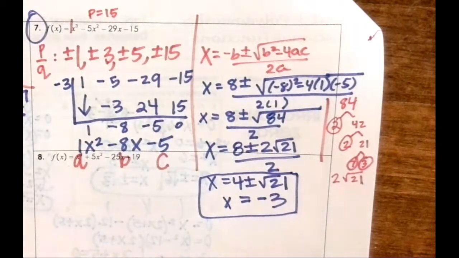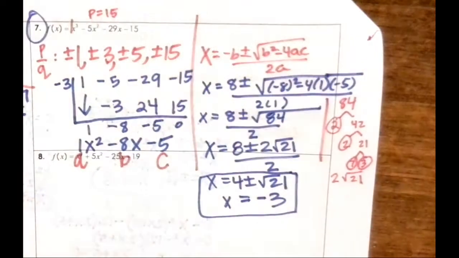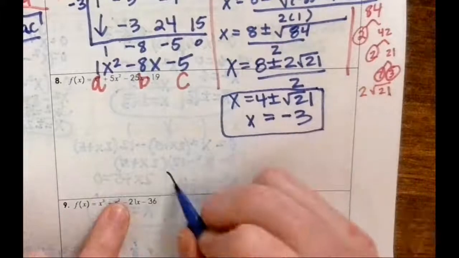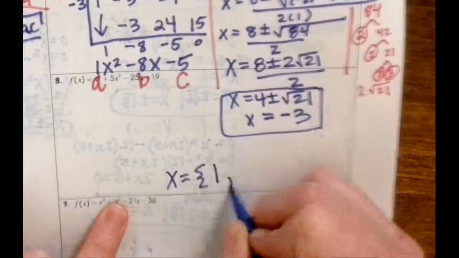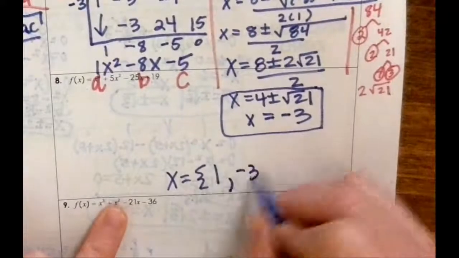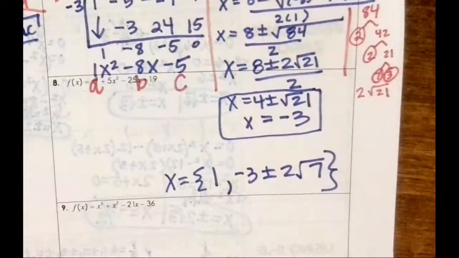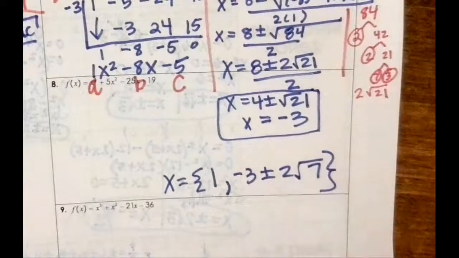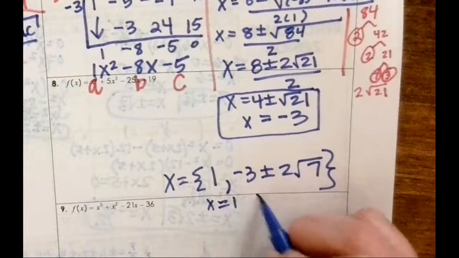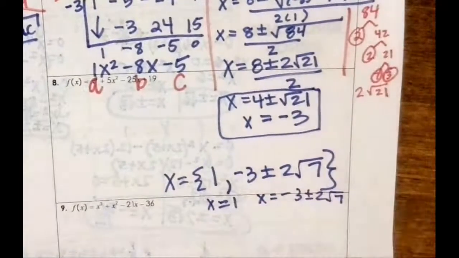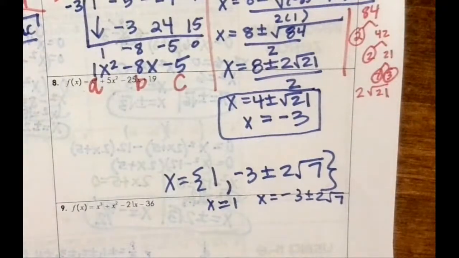Alright. If you feel like you need a try, I'll write the answer to number 8. 1, negative 3 plus minus 2 root 7. If you want to try that before moving on, you can. And then, sorry, these brackets are just me listing what they are. So x equals 1, x equals negative 3 plus minus 2 root 7. That's fine too. Okay? And all of these on the back you have to use the quadratic formula for. Alright, that's it.